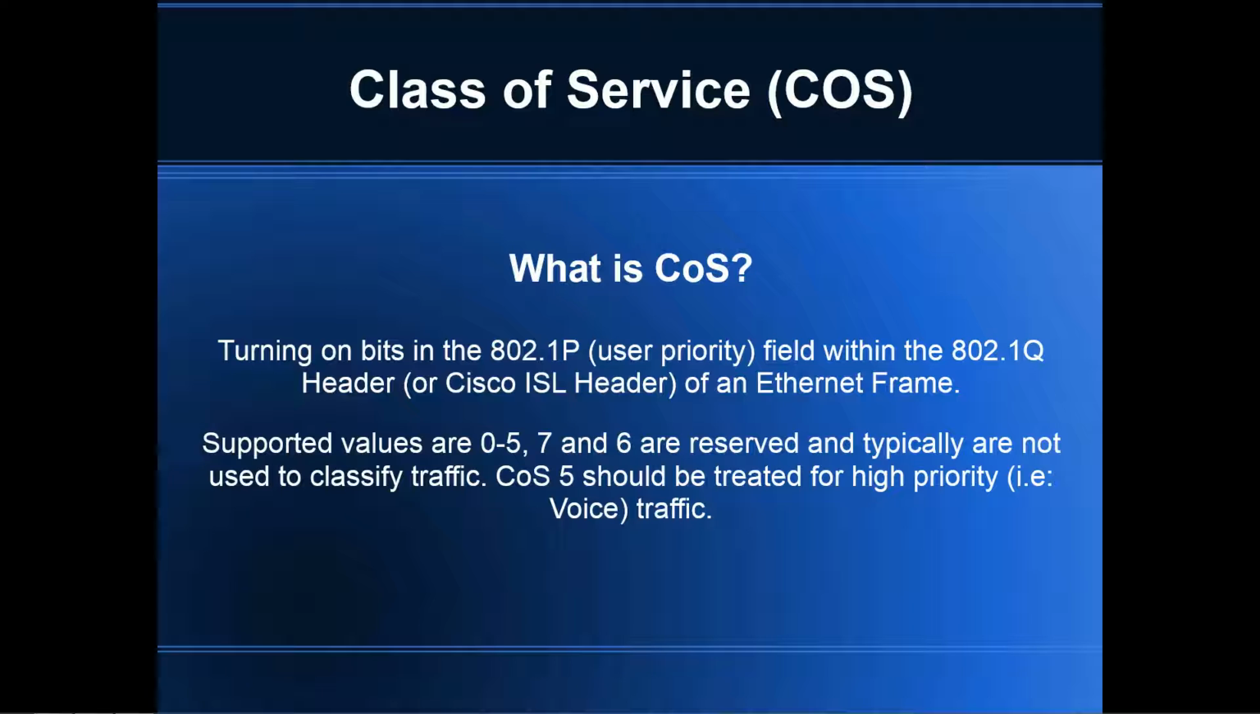Normally for our QoS, 0 through 5, that's 6 addresses. And the higher the priority, the higher the number. So for our voice traffic, we want to assign it the highest usable. Again, 6 and 7 are special cases, because they're not normally used for classifying traffic. So 5 is our highest number for classifying traffic.